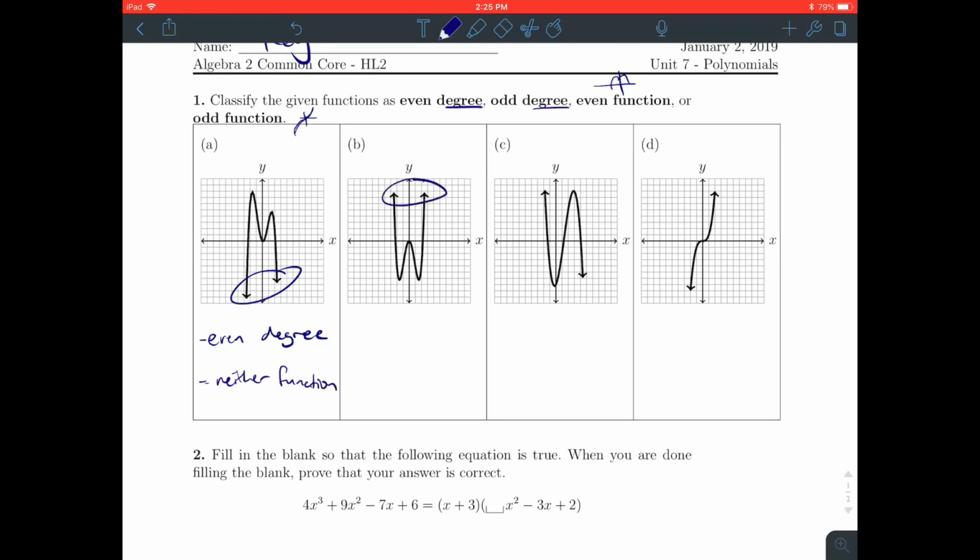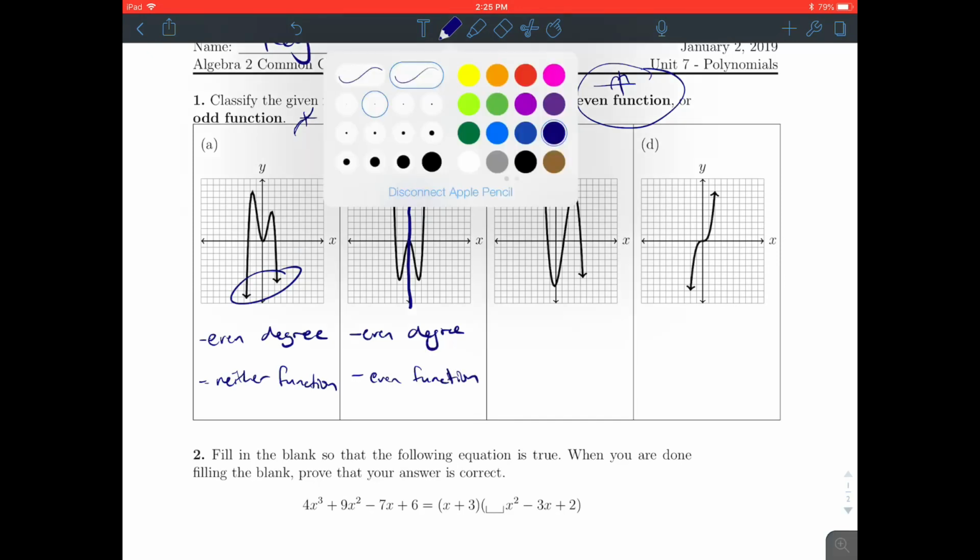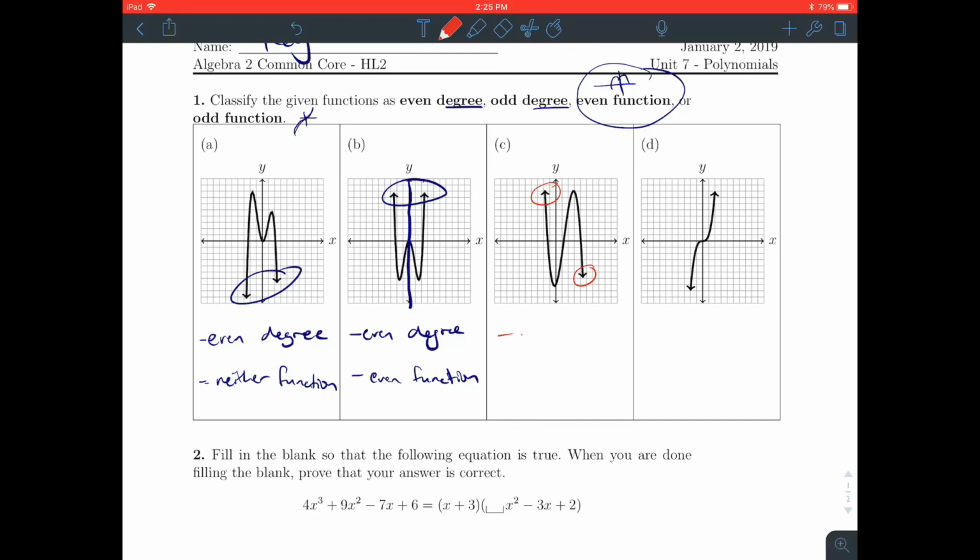This one, the arrows are facing the same way, so it's even degree. In addition to this, it has perfect symmetry across the y-axis. That makes it an even function. The next one, the arrows are facing opposite ways, so this is an odd degree. To check if it's an odd function, it needs to have that extra symmetry. If you rotate it about the origin, it does not end up being exactly equal to itself. It ends up shifting. So this is actually neither function.